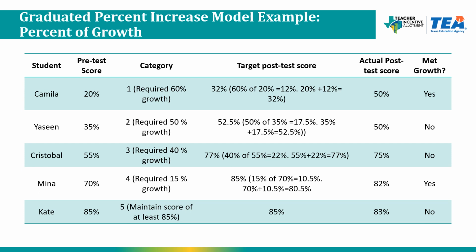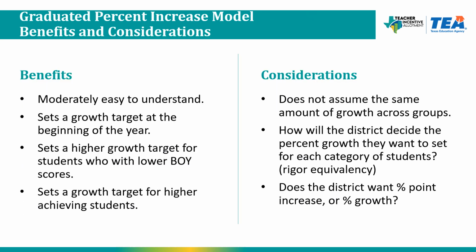In other words, the lower the pretest score, the higher the percent growth is set. So for Camilla, whose pretest score is a 20%, 60% growth is expected, whereas for Cristobal, 40% growth is expected. Now that we understand how the graduated percent increase model works, let's look at some benefits and considerations when implementing the model to set expected growth. Pause the video at this time and read through the bullet points on this slide. Once you have read through the bullet points, push play to resume video.